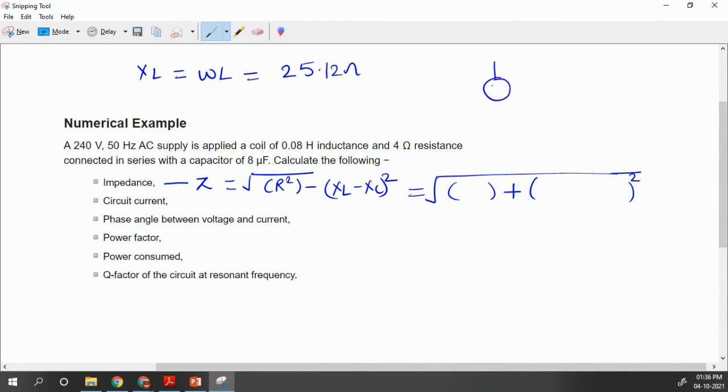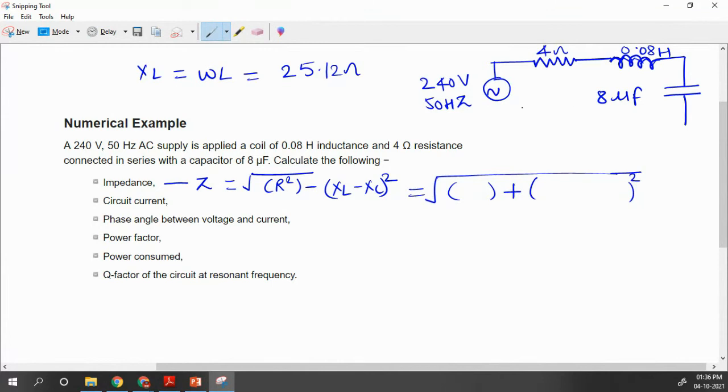You can say first you apply the voltage source, that is 240 volt, and 50 hertz supply is given. And here we have used a resistor, that is 4 ohm. Then we have used one inductor, 0.08 Henry. Then here you have to connect one capacitor, that is 8 microfarad. This is your circuit.